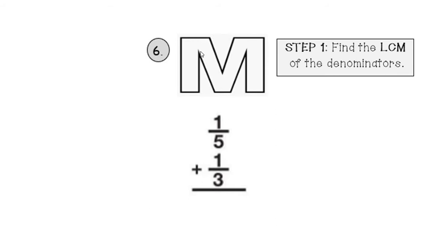Step 1 is to find the least common multiple of the denominator. So it's always the denominators that we're going to work with, a 5 and a 3, and we're going to list multiples of each one. So counting by 5s, 5, 10, 15. Counting by 3s, right, small, 3, 6, 9, 12, 15. So the smallest multiple that's in both lists is 15.